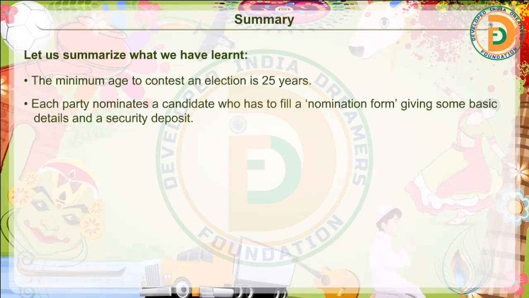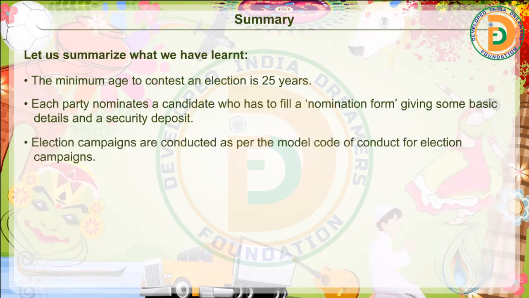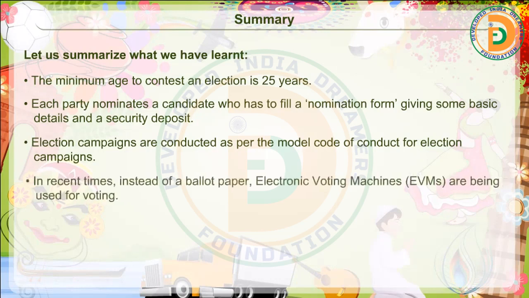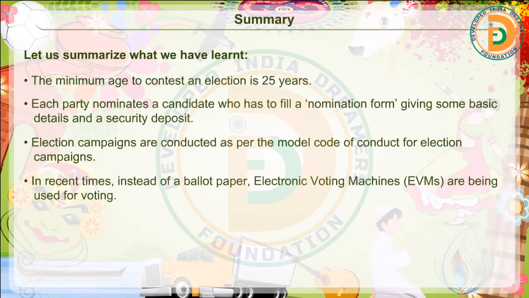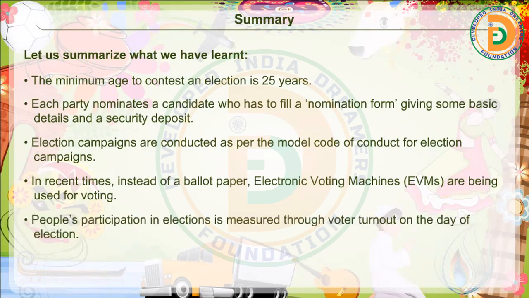Each party nominates a candidate who has to fill a nomination form giving some basic details and a security deposit. Election campaigns are conducted as per the Model Code of Conduct for election campaigns. In recent times, instead of a ballot paper, electronic voting machines or EVMs are being used for voting. People's participation in elections is measured through voter turnout on the day of election.